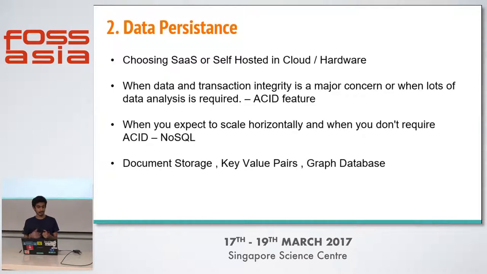And the second one is data persistence. Data persistence is how you want to manage the data. If you're choosing SaaS, it's better when you have a cloud environment and you require scaling. And if you're using self-hosted in cloud, it's required for fast deployments. And for hardware, you can customize all the physical aspects, but the only thing with hardware is that most of it is labor intensive, and it takes a lot of cost.